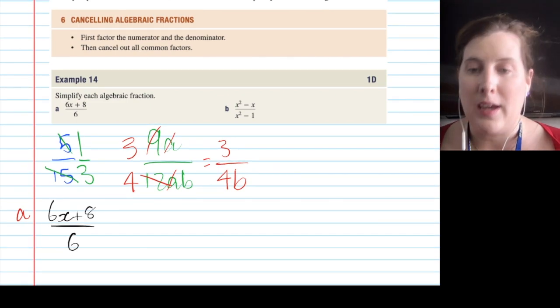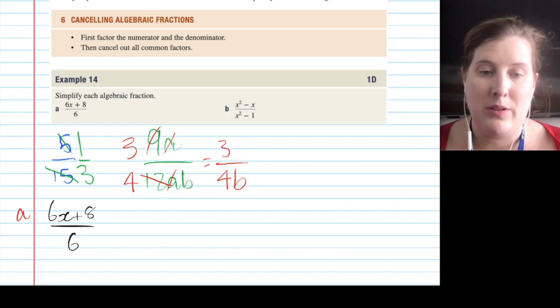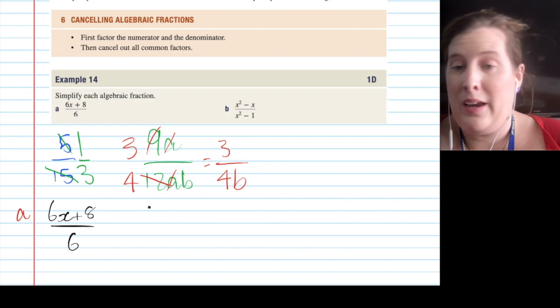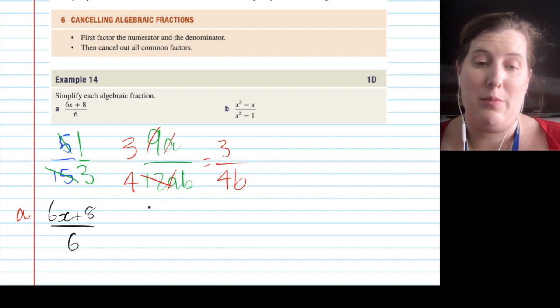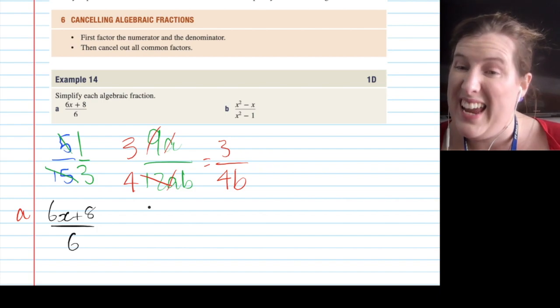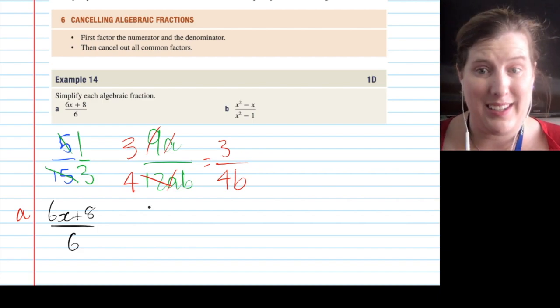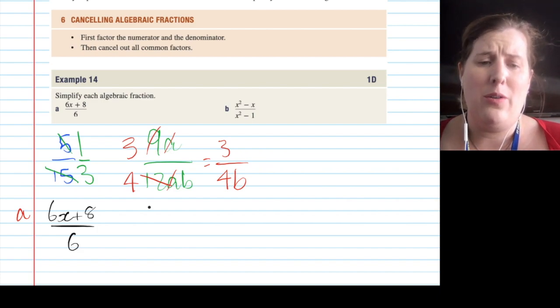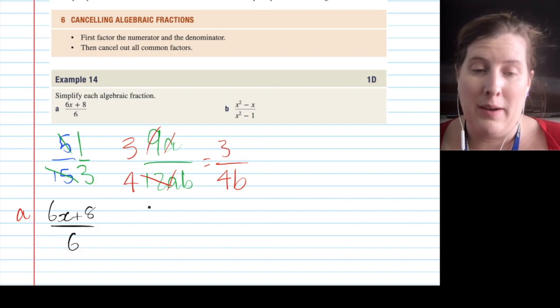No, we can't just cancel those 6's out straight away because of this plus. We don't know if 6x plus 8 is something that is divisible by 6. For example, if x was 1, then 6 times 1 plus 8 is actually 14, and you can't cancel that out with the 6. So we're going to have to factorise the top line before we do anything.